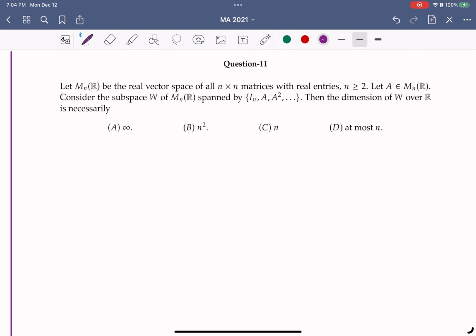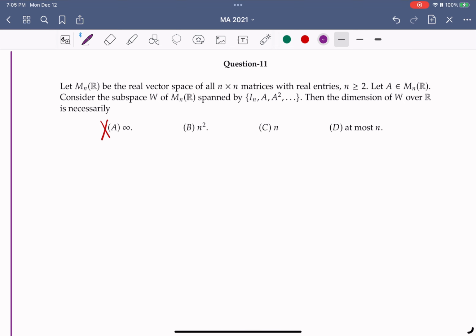Now M n(R) has finite dimension. In fact, its dimension is equal to n square because n cross n matrices have n square entries. Right. And we know that any subspace of this vector space cannot have infinite dimensions. So option A must be wrong.